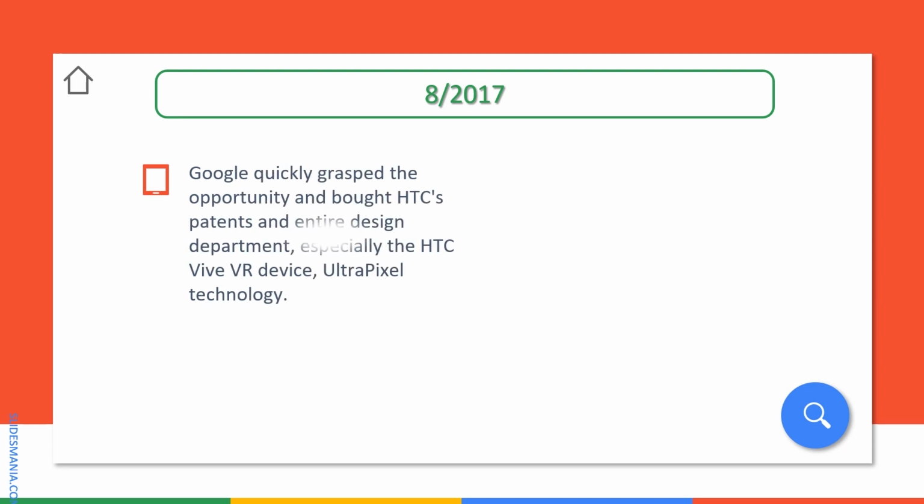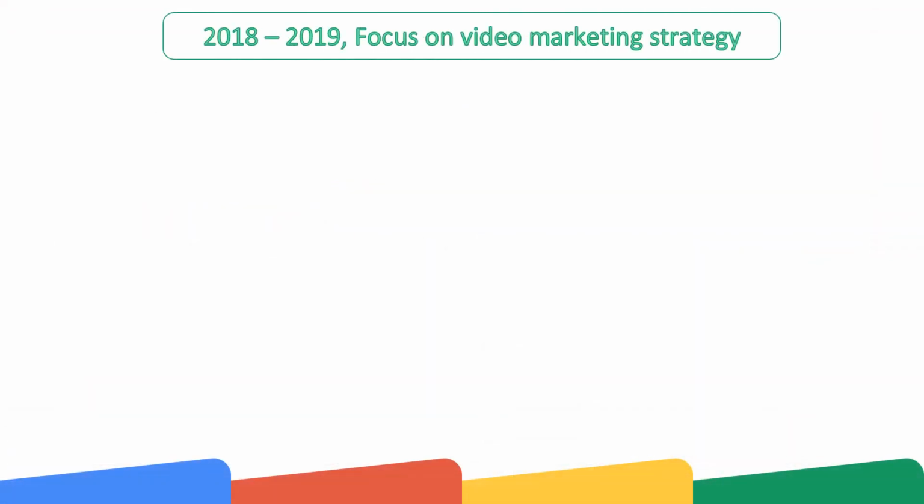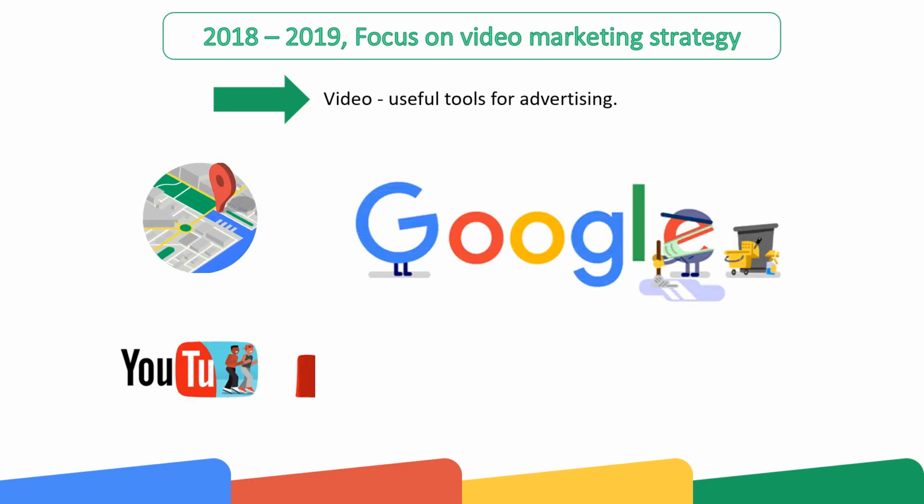When seeing HTC's financial difficulty in Taiwan, Google quickly grasped the opportunity and bought HTC patents and its inside design department. In 2018 and 2019, video became one of the most useful tools for advertising, so Google decided to focus on changing its video marketing strategy.